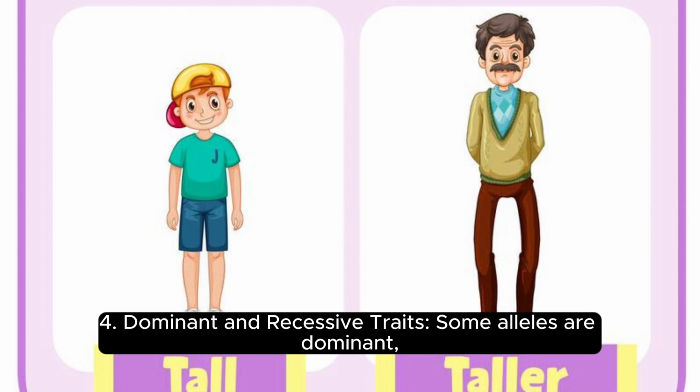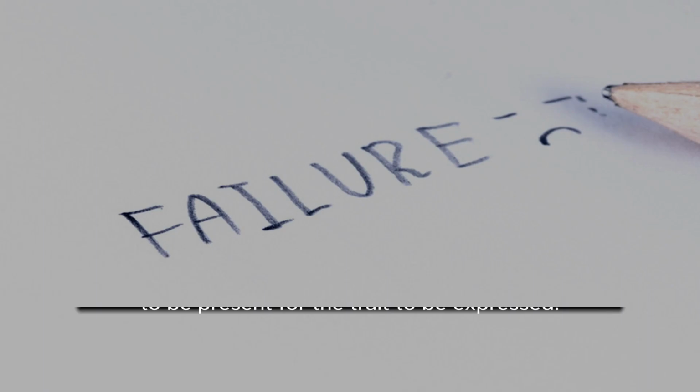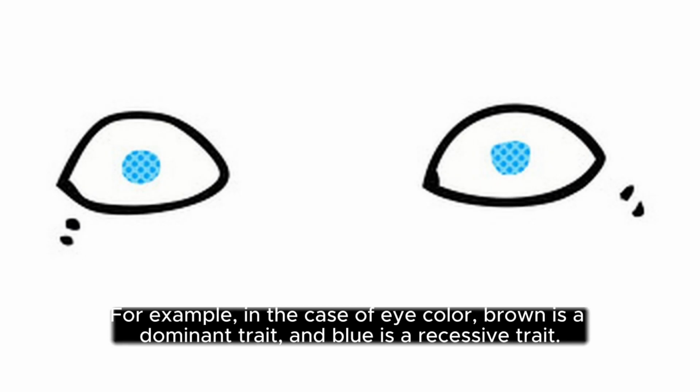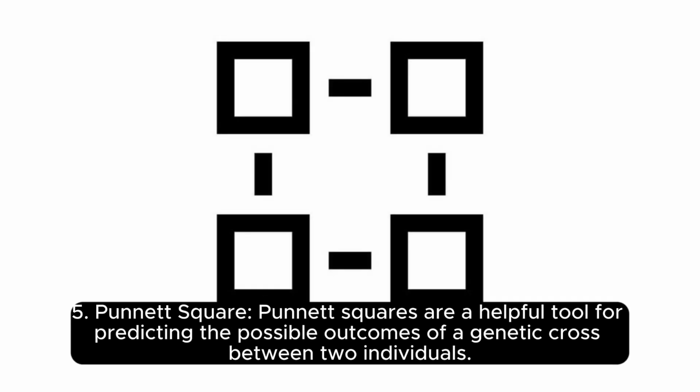4. Dominant and recessive traits. Some alleles are dominant, meaning that they will be expressed as a trait even if only one copy is present. Others are recessive, and both copies of the allele need to be present for the trait to be expressed. For example, in the case of eye color, brown is a dominant trait, and blue is a recessive trait.